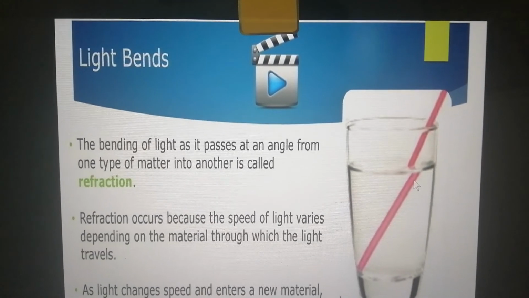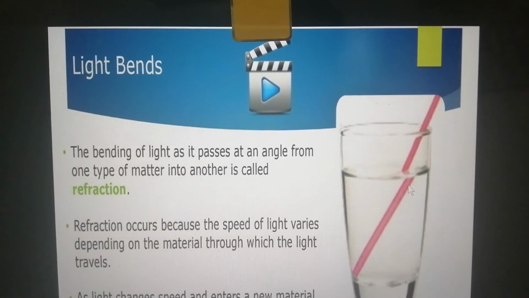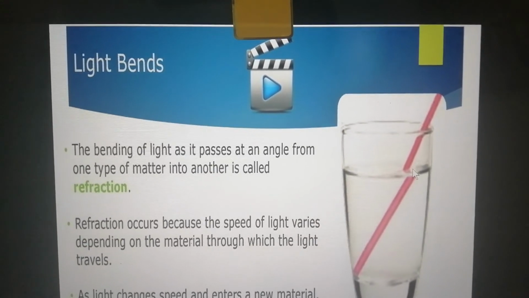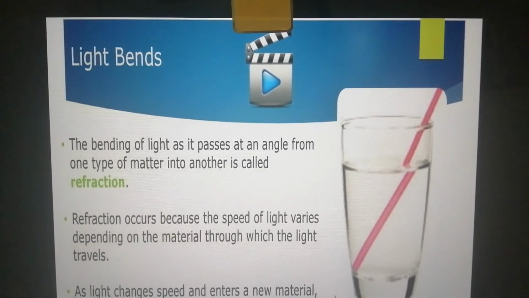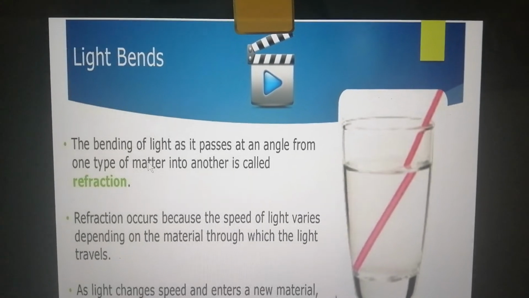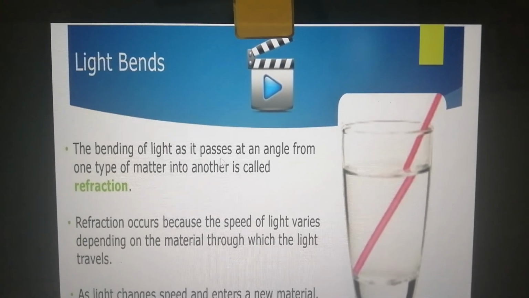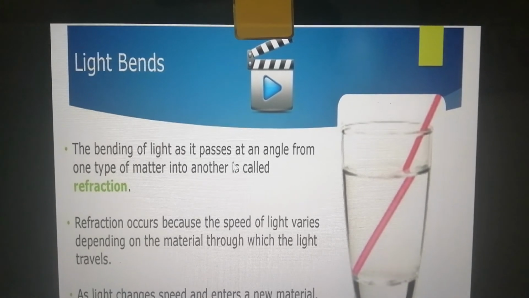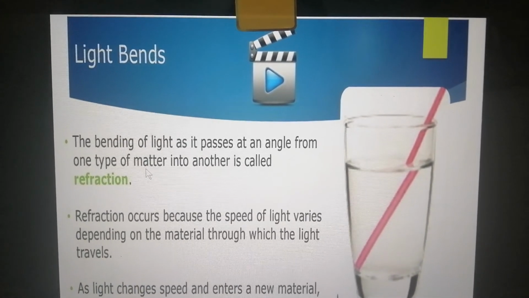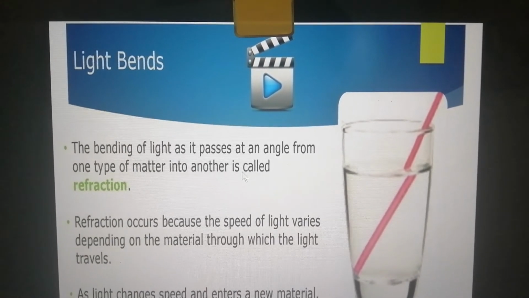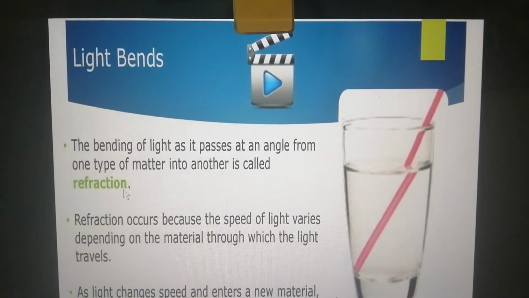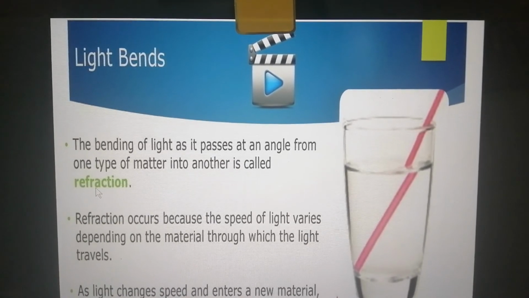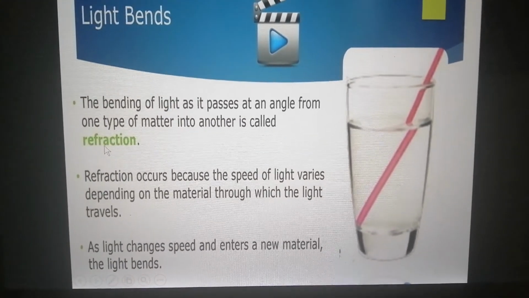It looks like it is bending, but actually it's not. You see it bending because of refraction. What is refraction? It is the bending of light as it passes at an angle from one type of matter into another. The first type was gas, and then it entered the water, so the light bent, which is called refraction.